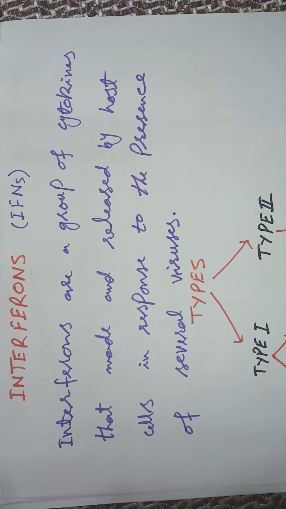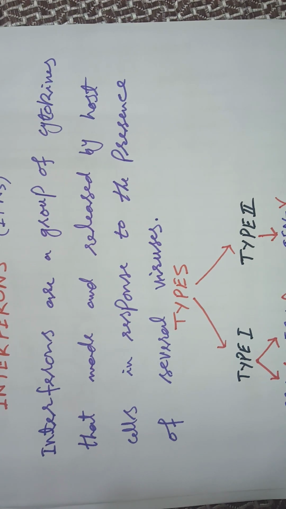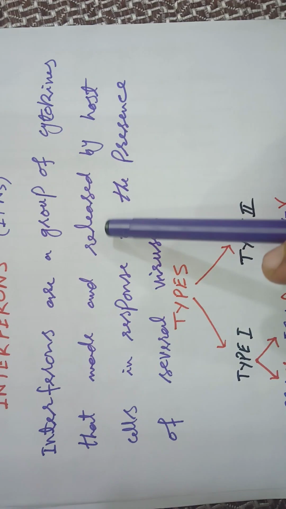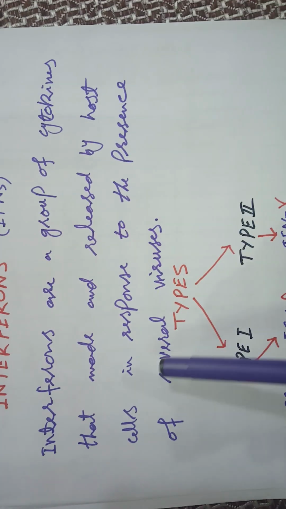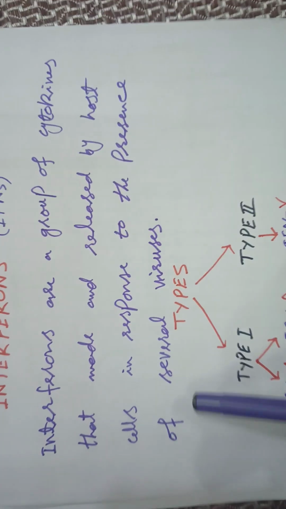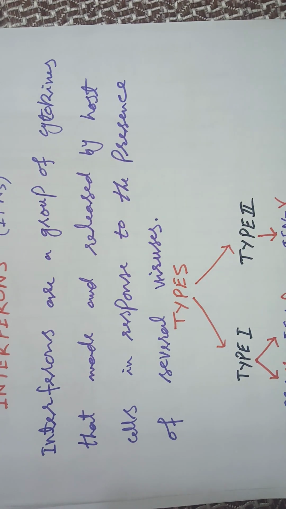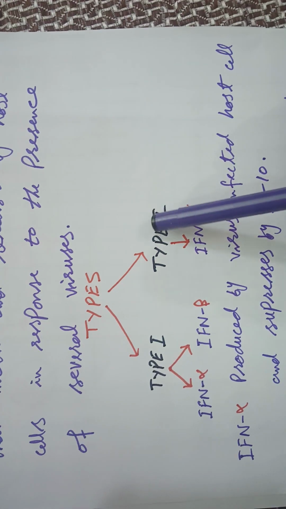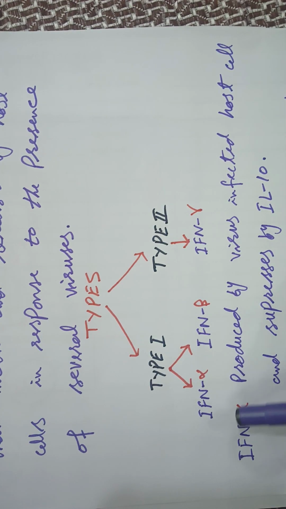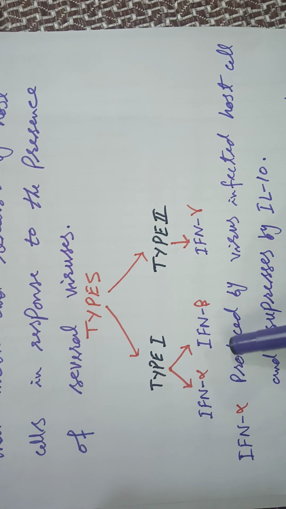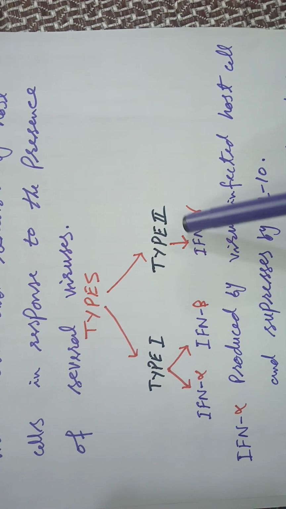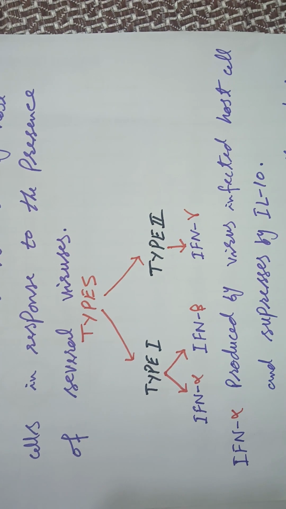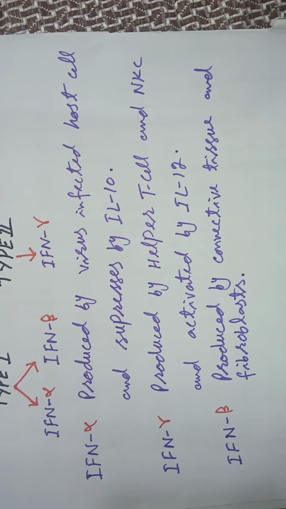Interferons. Interferons are a group of cytokines that are made and released by host cells in response to the presence of several viruses. There are two types, type 1 and type 2. Type 1 interferons include interferon alpha and interferon beta. Type 2 includes interferon gamma. Now we discuss them one by one.